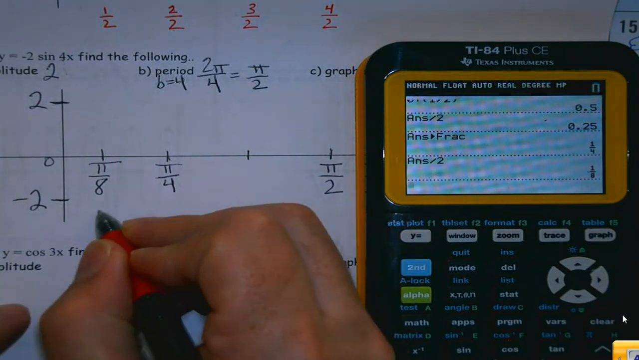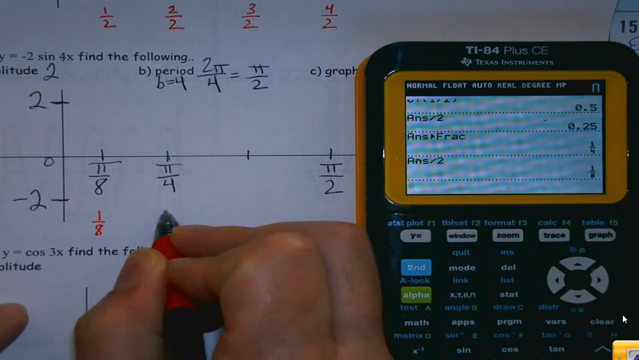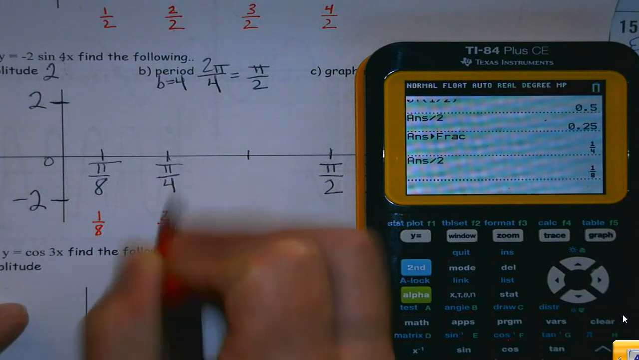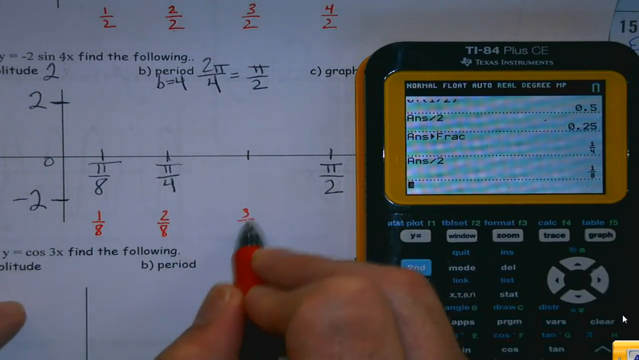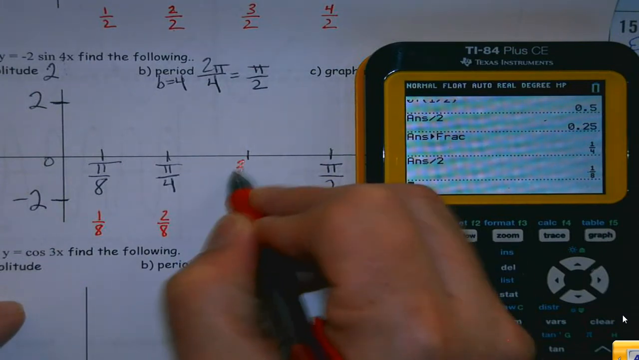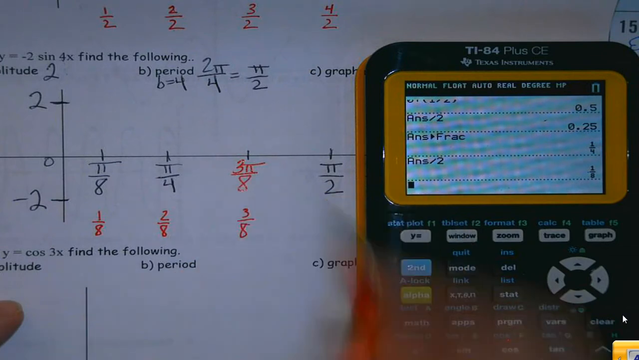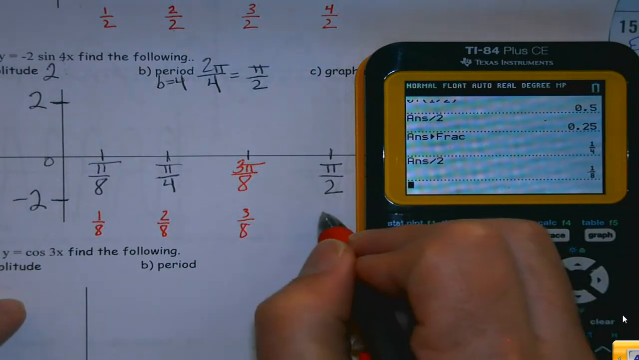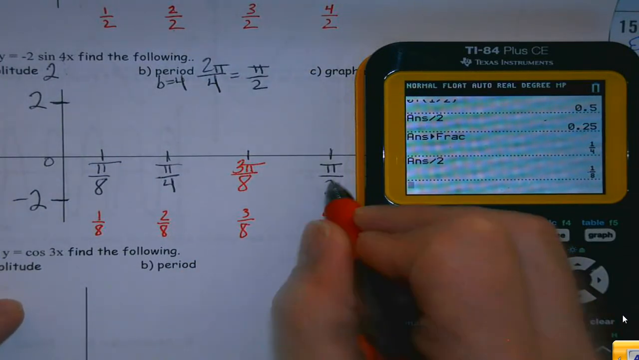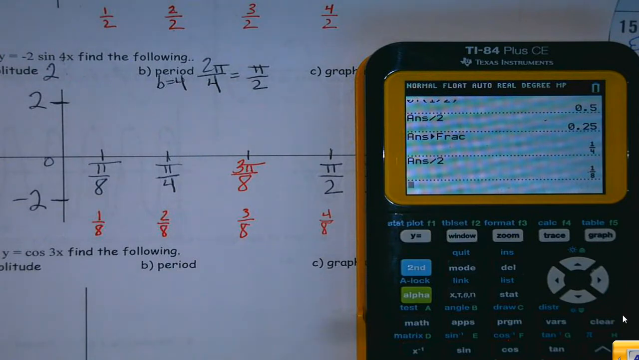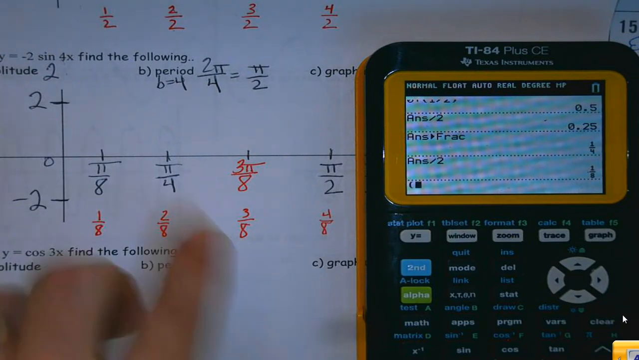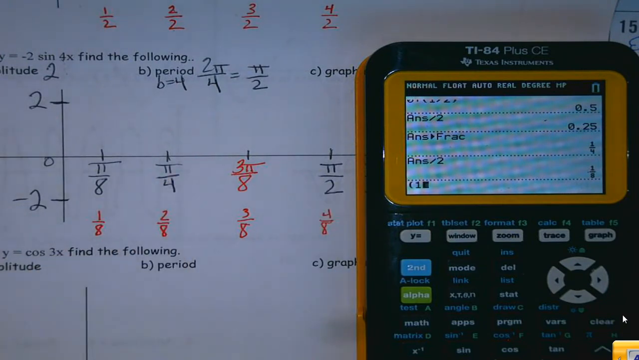And now again, my choices. Pattern: 1 over 8, 2 over 8, which is 1/4, 3 over 8, which doesn't reduce. You could try, but you'd find out it doesn't. And 4 over 8, which is 1/2. Or you could just do the 2 endpoints. 1/4 plus 1/2. Math, enter, enter.